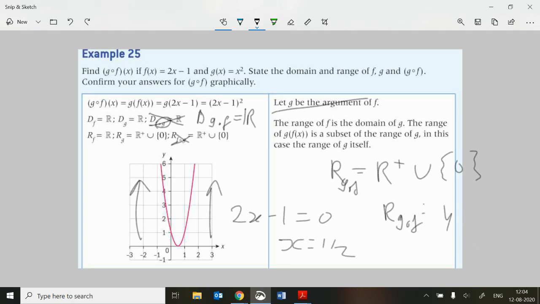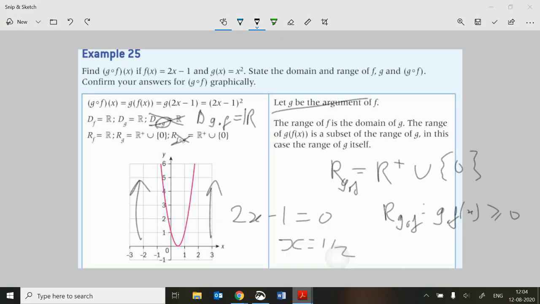If you wanted to, you could also say g of f of x is greater than or equal to 0 as well. I've just replaced that with y. Okay, right, that's good. That's sorted.